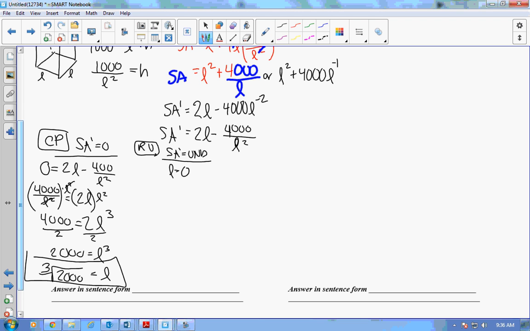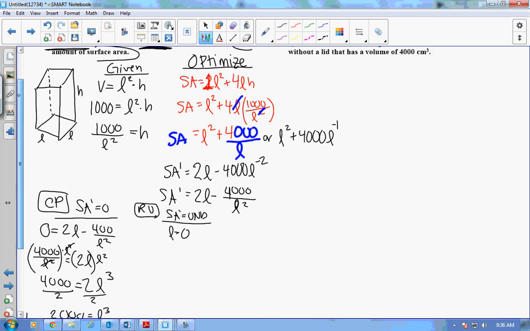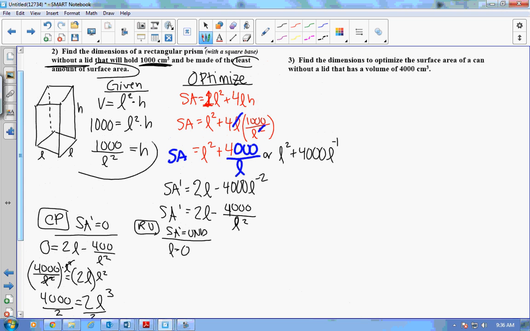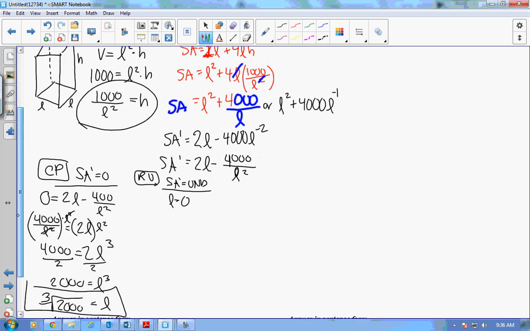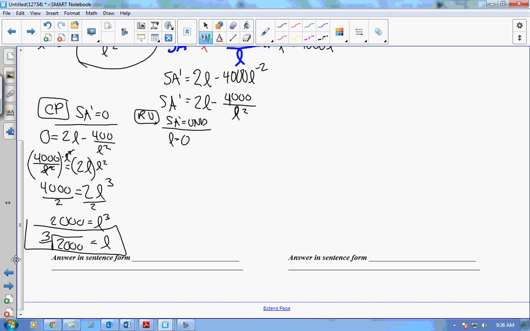We have the length. Find the height. And the length and the width are both the length, right? So we don't even need to find the width. So we just need to find the height. And all it is plugging in. We knew that the height was 1,000 over L squared. So the height equals 1,000 over the cube root of 2,000 all squared.